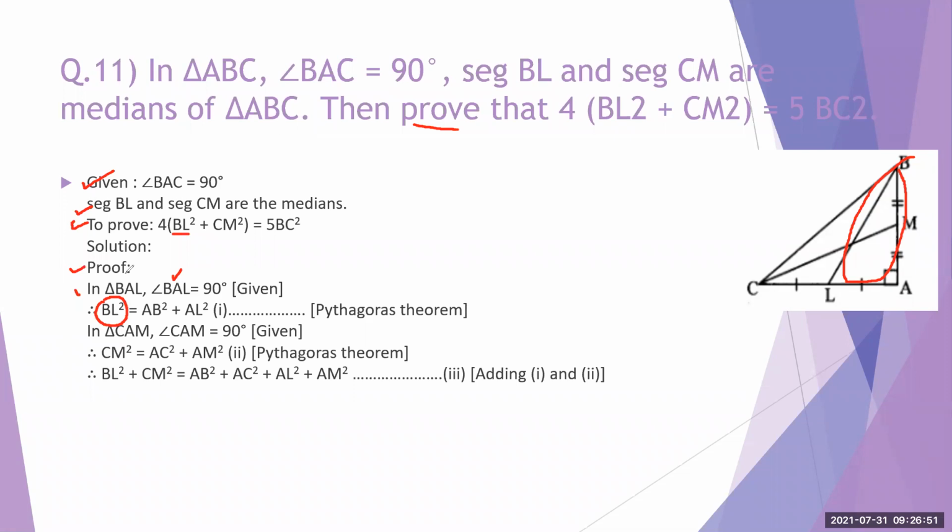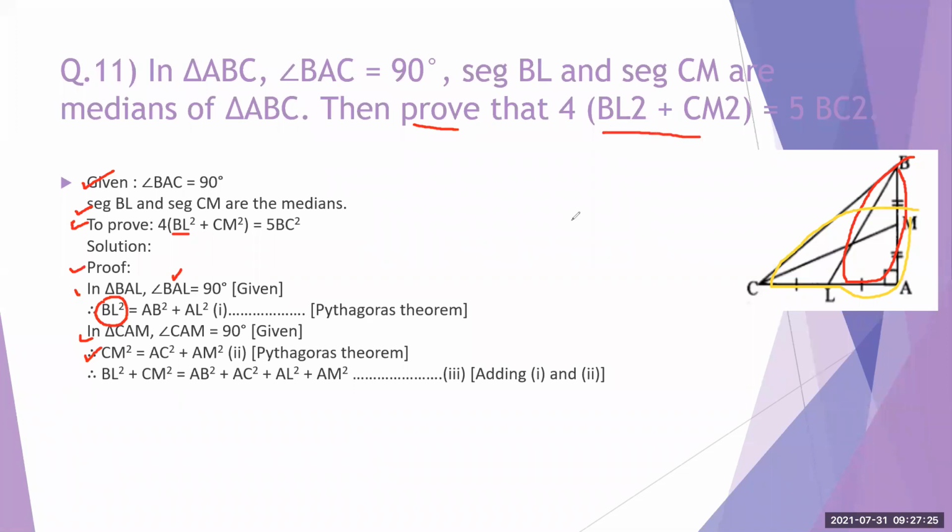Nextly, in triangle CAM. Now, which is our next triangle? Next triangle is CAM. That is this triangle. So consider this triangle CAM, and from this triangle, we will get the value of CM square. So CM square is equal to AC square plus AM square. Now what do you need? Nextly we require the sum of these two, that is BL square plus CM square.